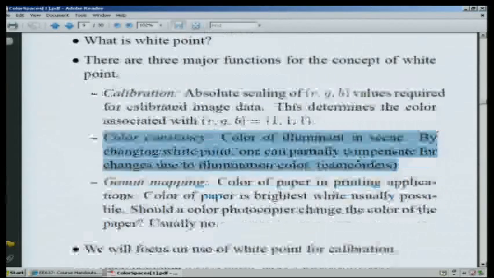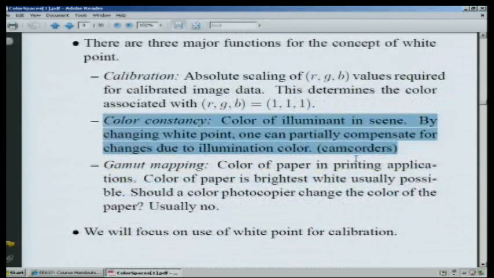One is color constancy. So early on, when we first started, I talked about color appearance. And I said how the same spectrum of light can appear to be a completely different color depending upon the context in which you see it. And we saw that optical illusion, which was very strong. Okay? So white point is often used to do that correction. The problem is this. If you take a picture of something in a scene, and then you view the same picture under different lighting conditions.